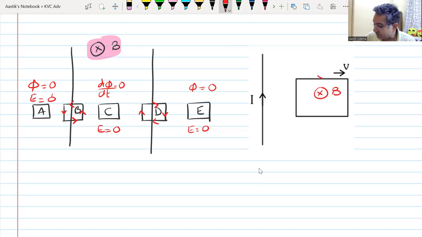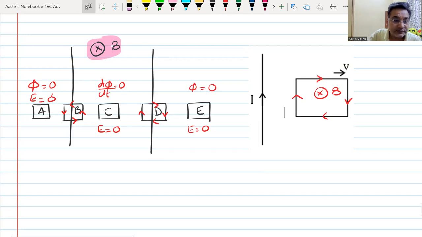You have to increase the flux. How you can increase the flux? You can increase the flux by creating field in the same direction. Yes or no? Yes, sir. So that is why the answer is the induced current would be in the clockwise sense.